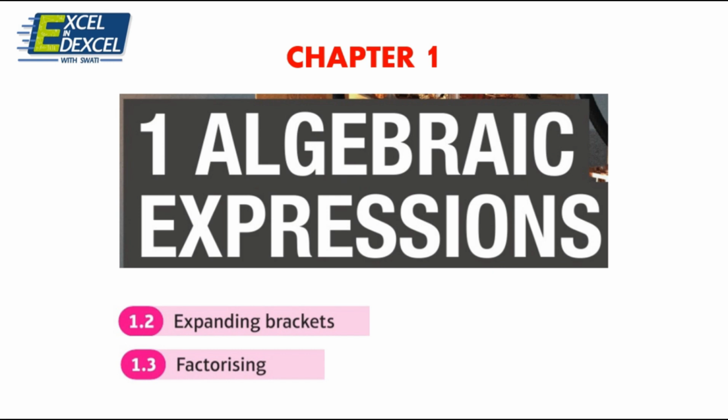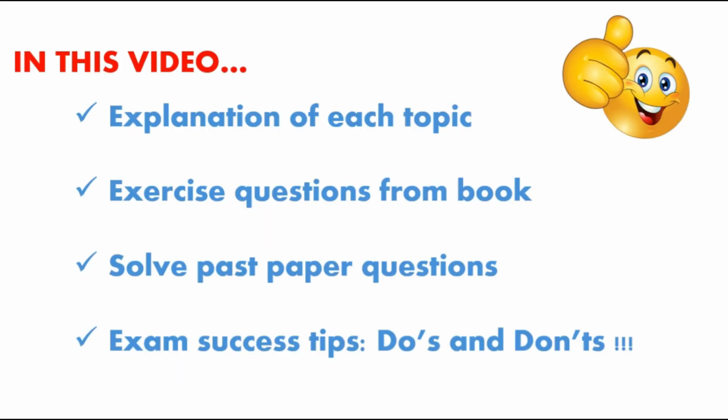In this series of videos, we are going to cover 9 chapters of Pure Mathematics 1. Chapter 1 is Algebraic Expressions. We will be going through each topic with examples and some book exercise questions step by step. We will also discuss some tips on how to avoid making mistakes so you can excel in Excel. Let's start our journey.